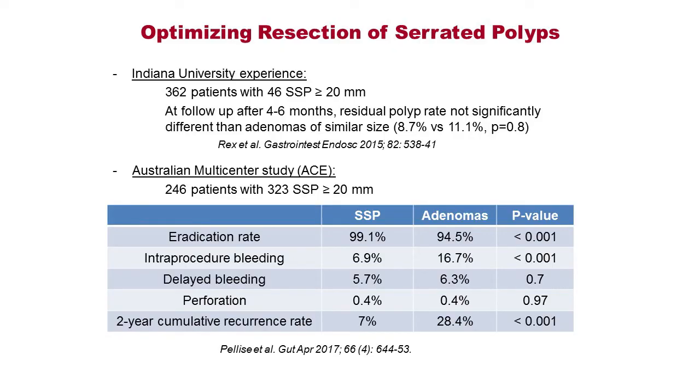Intraprocedural bleeding was less than adenomas. Delayed bleeding and perforation were not significantly different. And probably this is the most important outcome: the 2-year cumulative recurrence rate was 7% for SSPs, 4 times less than adenomas of comparable size.